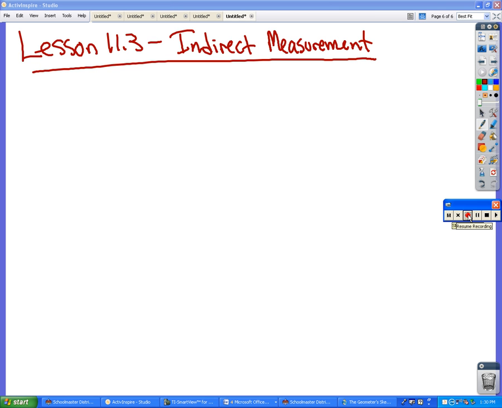Okay, what we're going to do today is we're going to do some problems that use these properties of similar triangles that we've come up with before, and it's called indirect measurement. And what they mean by that is you can use similar triangles to measure something indirectly, in other words, without actually putting a ruler on the object itself. And this is an extremely useful part of similar triangles.